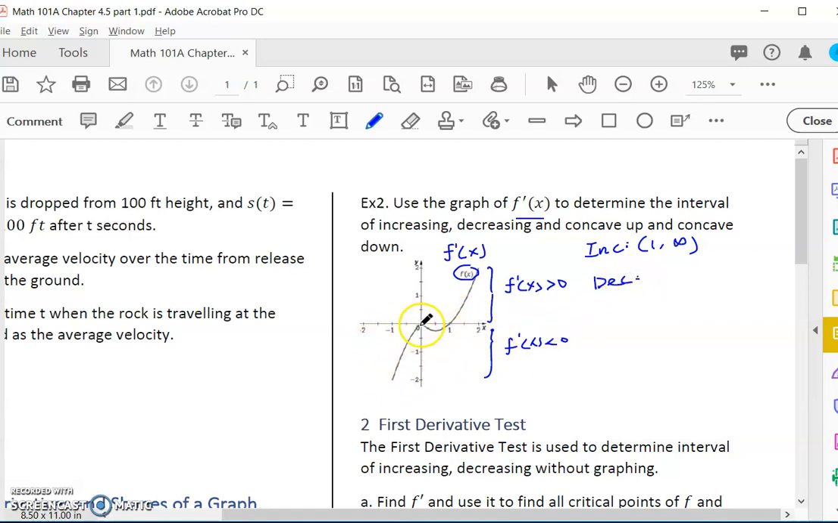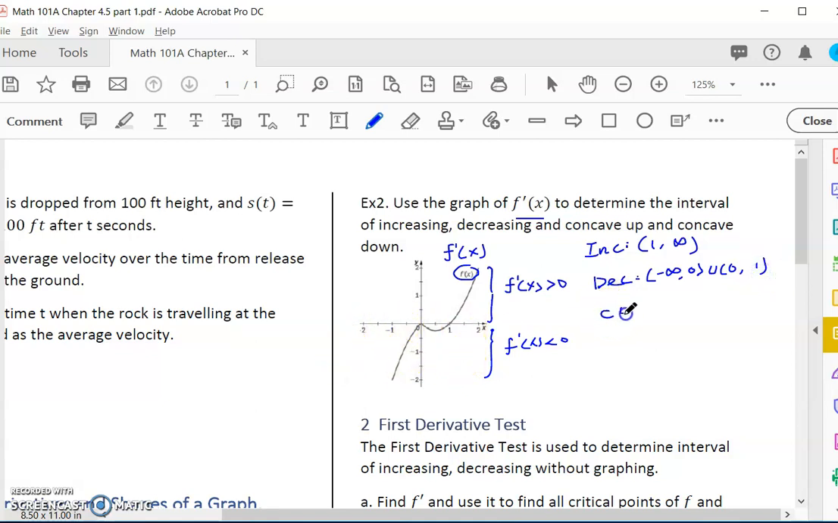It stops here, so we would just say from negative infinity to 0. And then at 0, maybe it's just constant, right? So we don't want to include 0 to 1. So all these are below the axis.